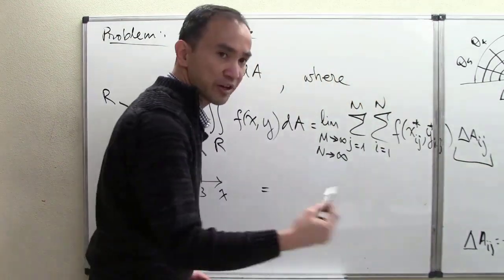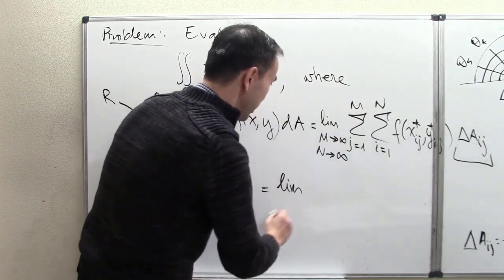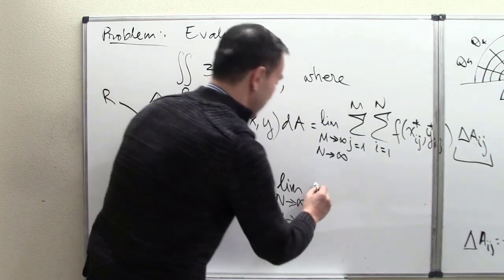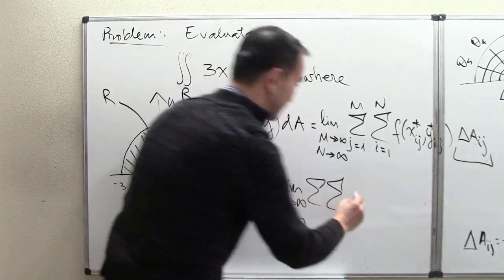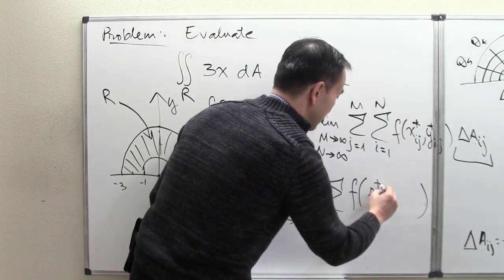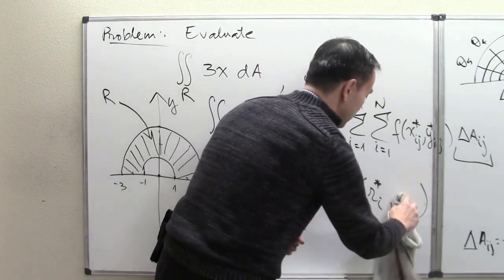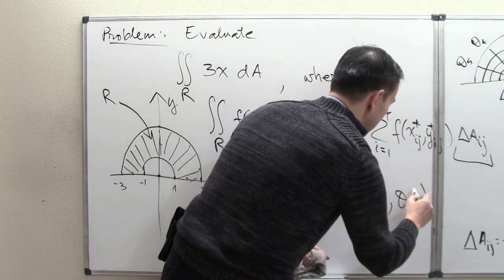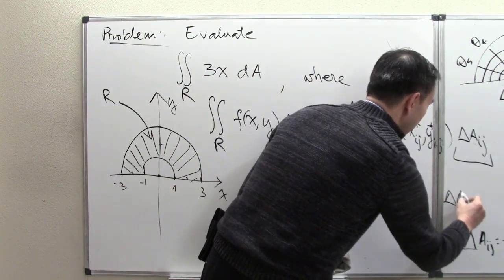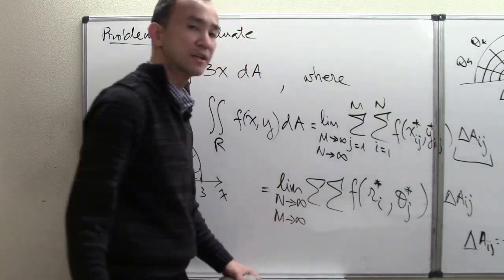Delta Aij here is already expressed in polar coordinates as subpartitions. Then here, n goes to infinity, m goes to infinity. Okay, we have a double sum, but then we can rewrite this as f of r_i star, comma, theta_j star, and multiply with delta A_ij. So now things look completely in polar coordinates.